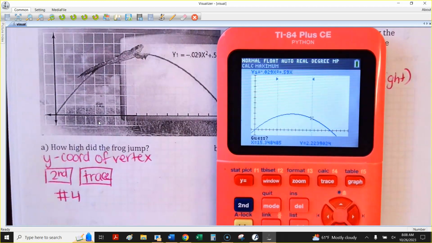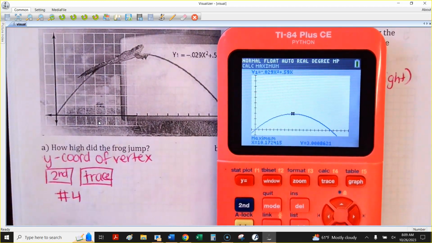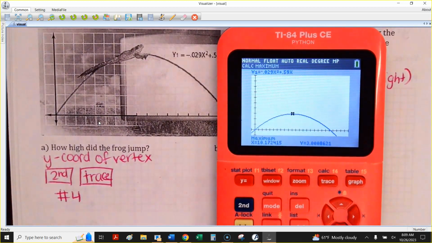Some of the calculators do this, some of them don't. They might pop up a little line, or little arrows, or both. You're saying to the calculator, look between here and here and tell me where the maximum is. Again, across the bottom it says guess for some reason. Just hit enter, and it's going to give you the maximum there. Now, the x value is going to be your distance, so you don't need that.